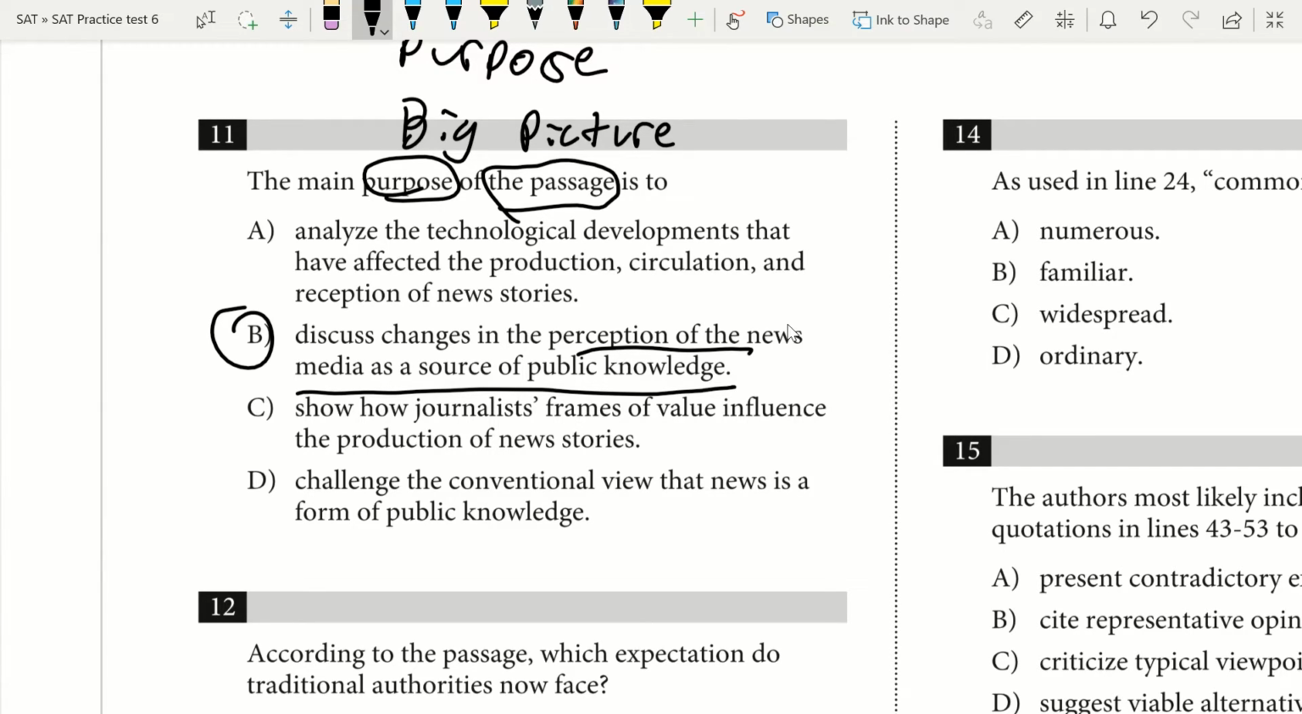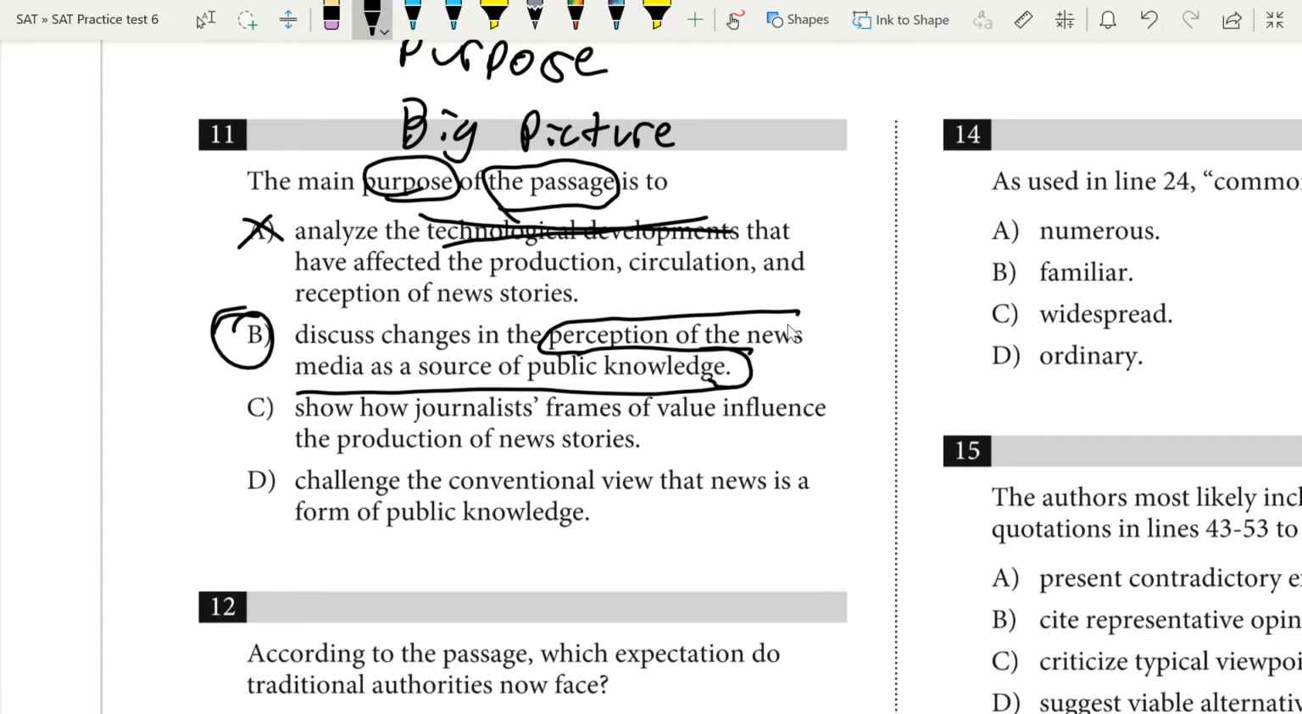Okay, they think that it's biased. They think that publishers need to be more transparent, right? So that's really talking about the change in the perception from the audience on what the news should be. Okay, we have greater demands from the audience on what news should be. As far as why A, C, and D are wrong, we can go through that real quick. We've got analyzing the technological developments. We don't analyze technological developments, so that's why A is wrong. C, show how journalists' frames of value influence the production of the news stories.